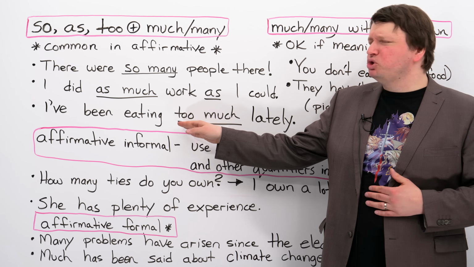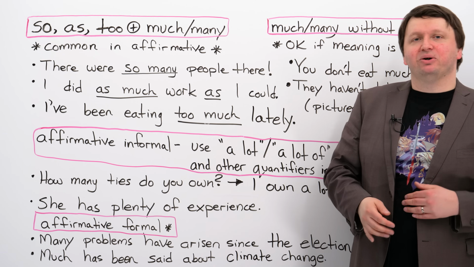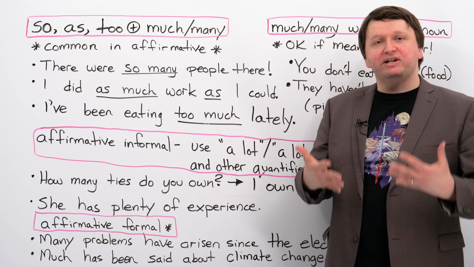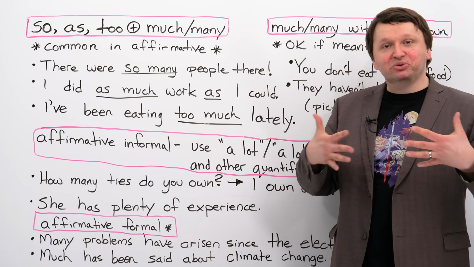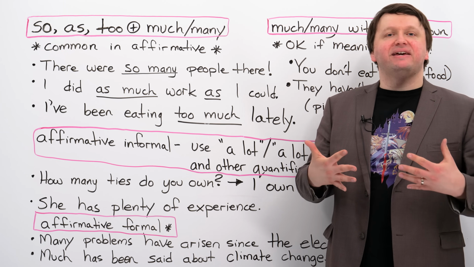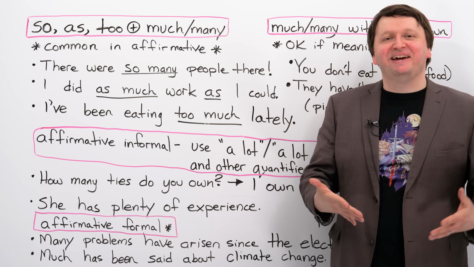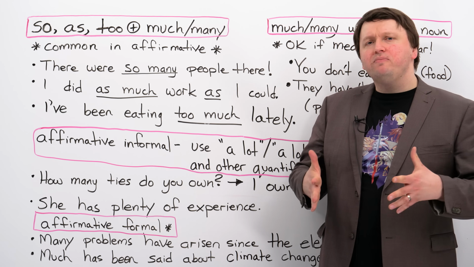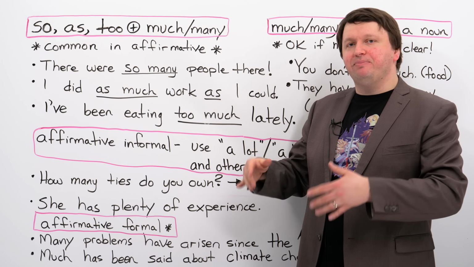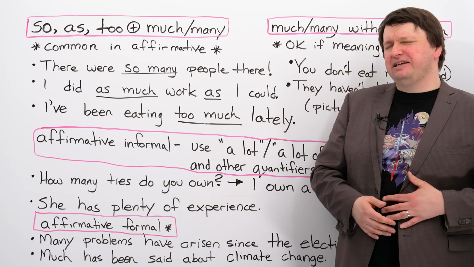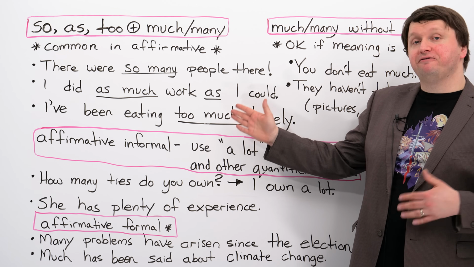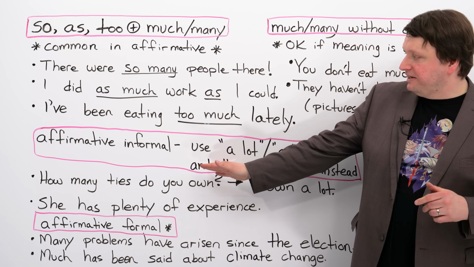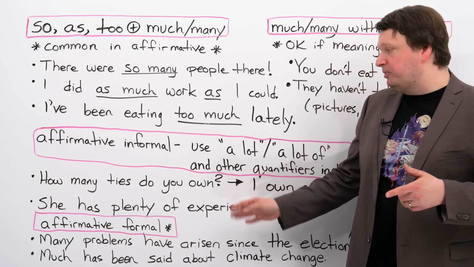I've been eating too much lately. So too before much or many means there is something which is excessive. So you do something or did something or have done something in excess, okay? So too many people. There are too many people here. I've been eating too much lately, too much food. Food is uncountable, right?